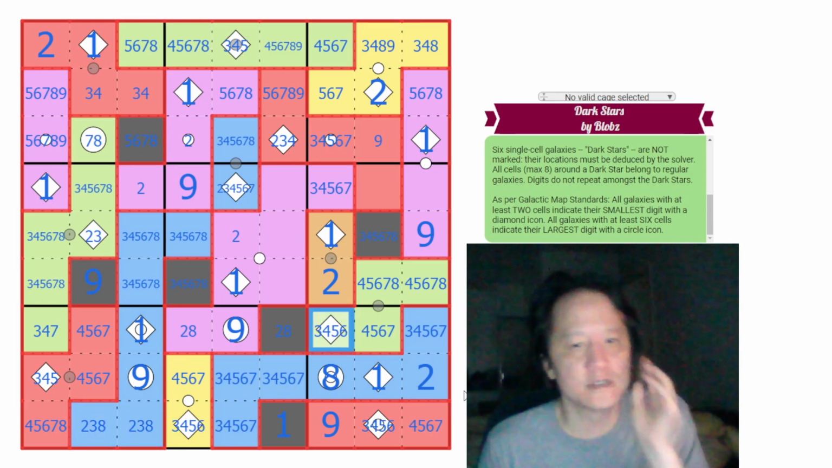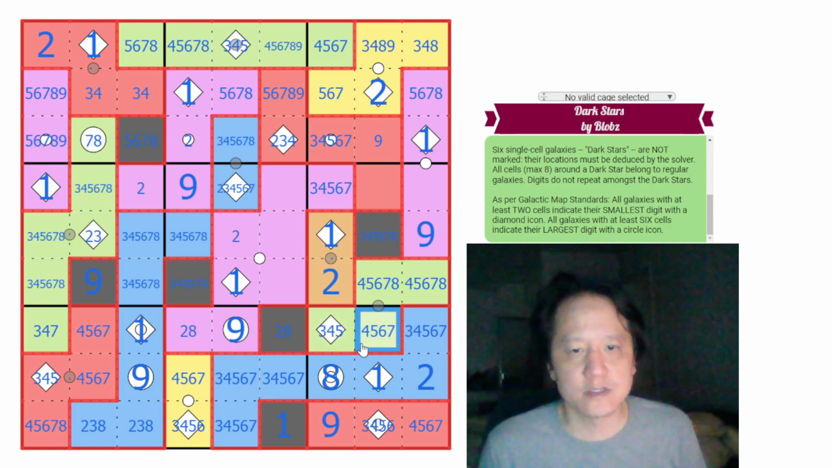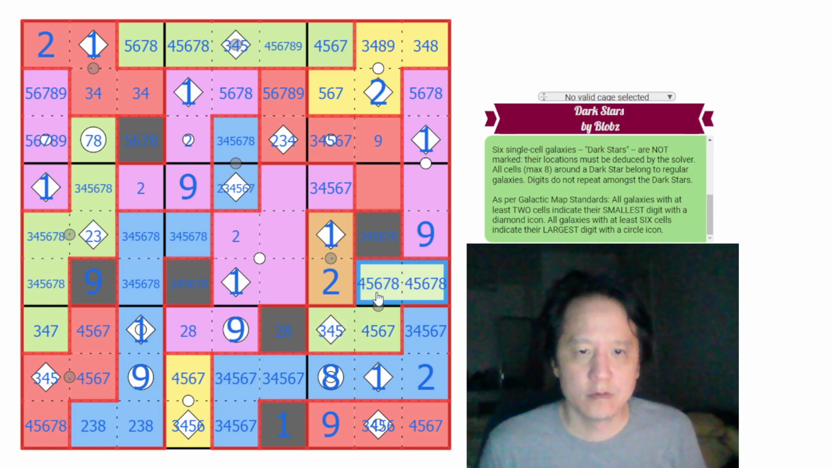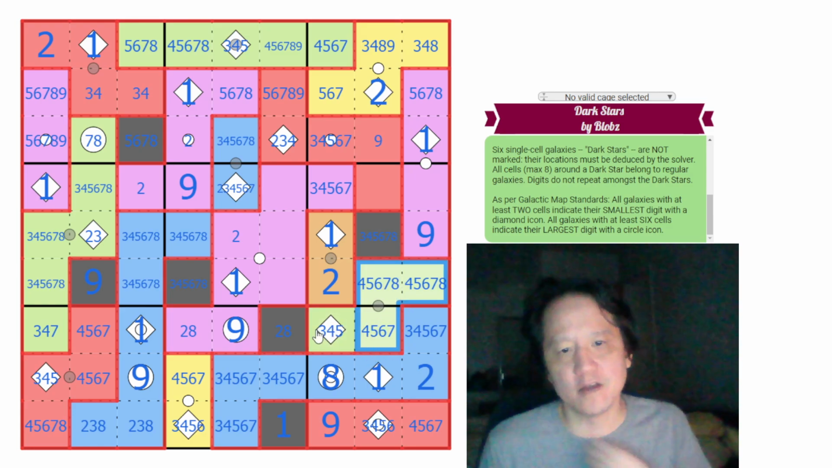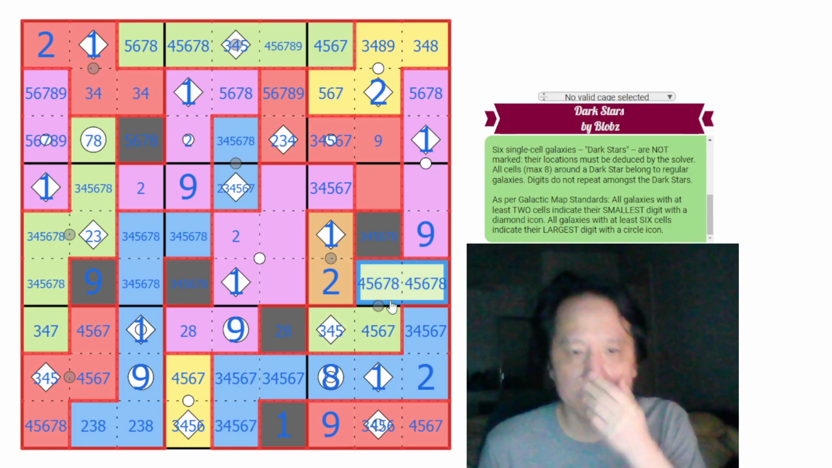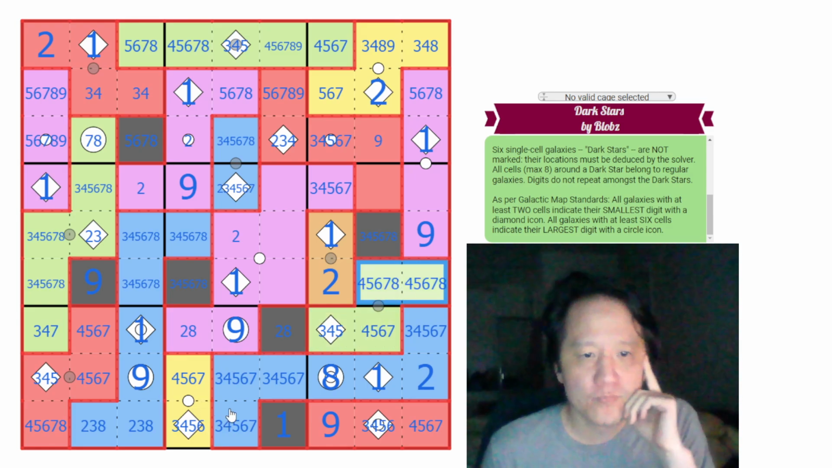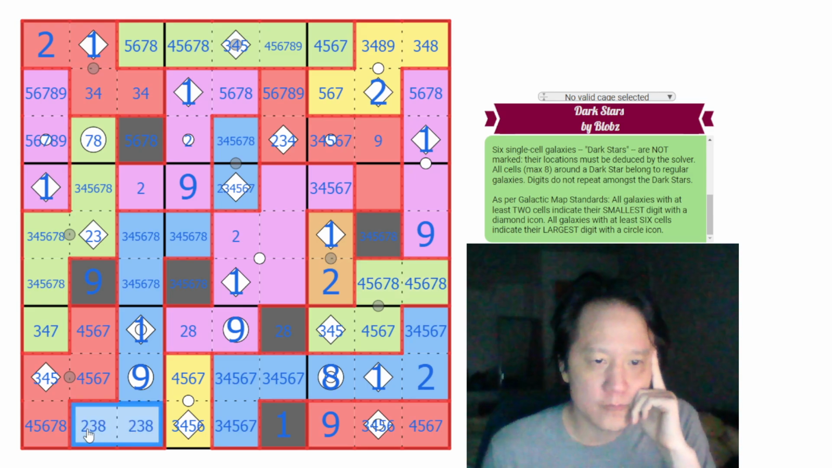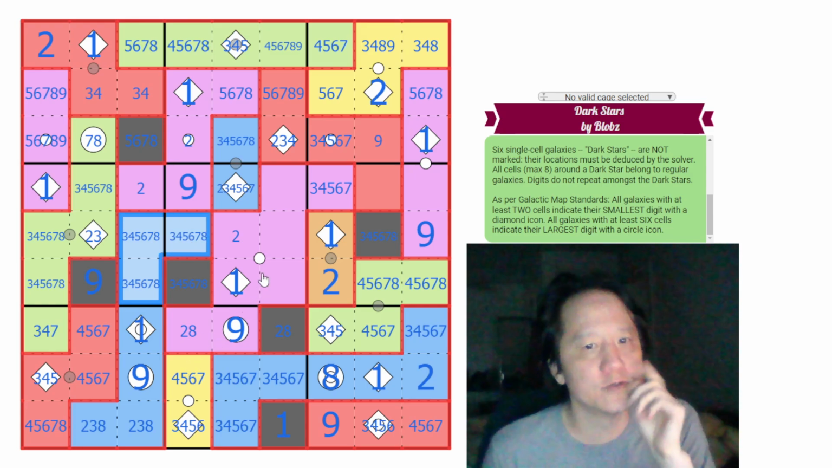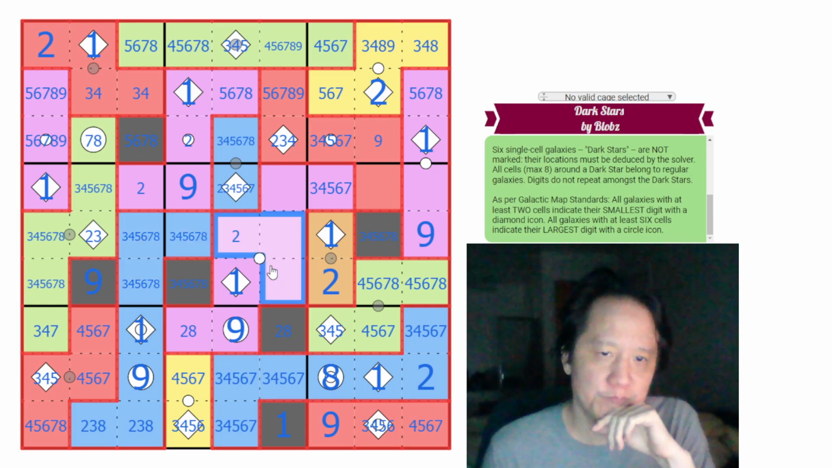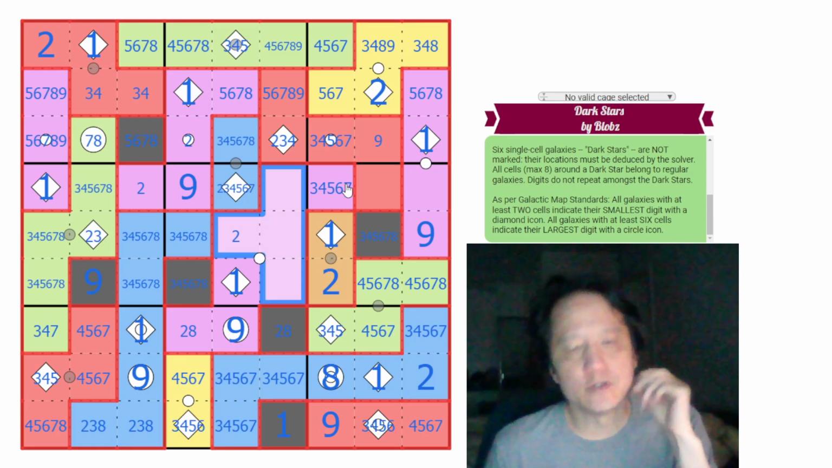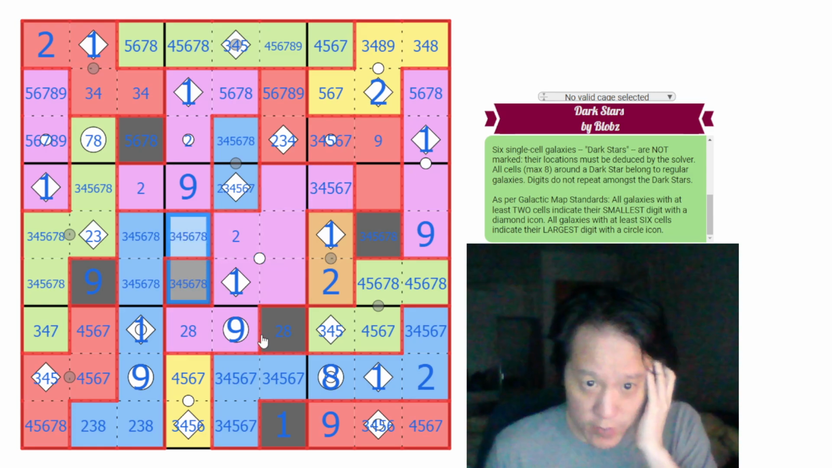This can't be 6 anymore. If this was 6, this would be 6, 7, 8, 9. And we know that can't be the case. So it's 3, 4, 5. So this is 2. Don't know what those are. Interesting. So this has to be one of these two.